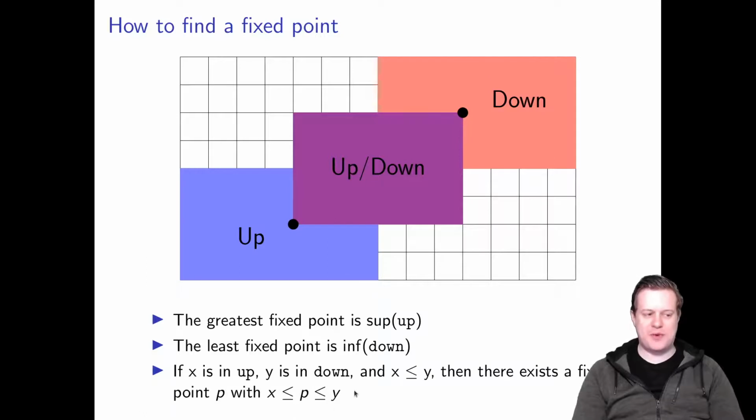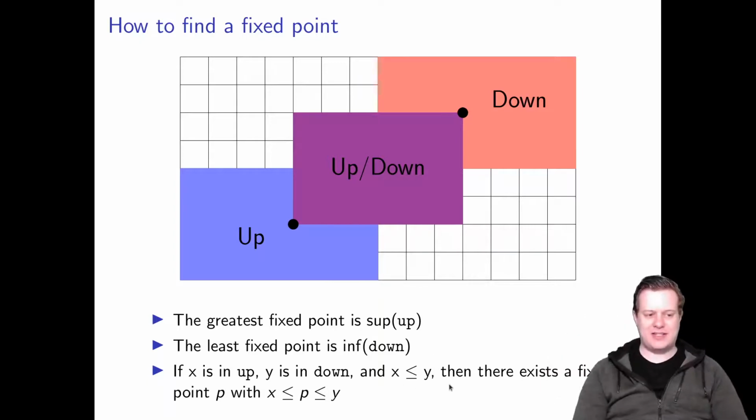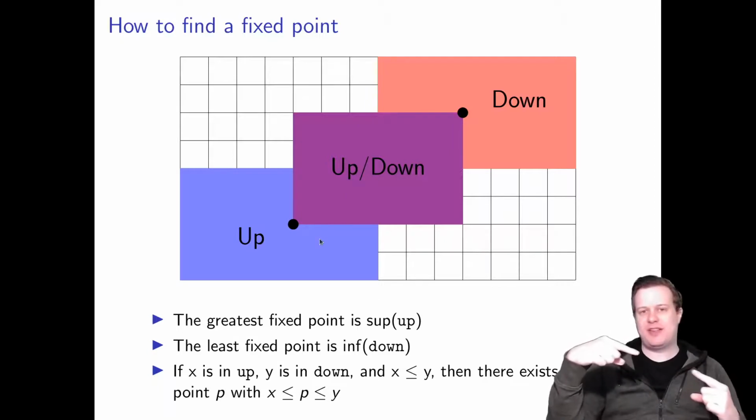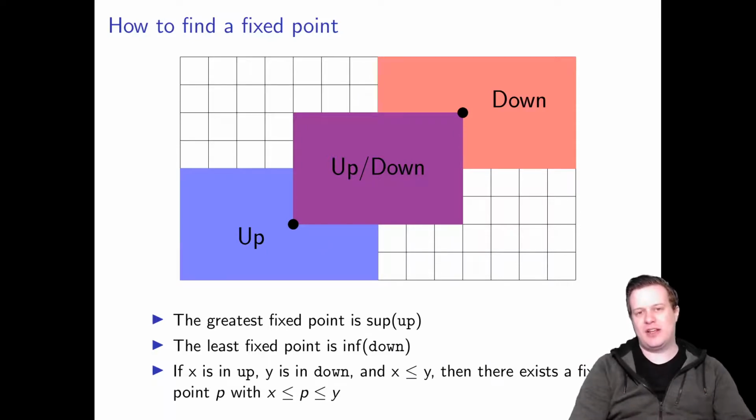And one important property we're going to use in this paper, which I'm not going to prove, but you can prove, is that if I give you a point in the upset, and I give you a point in the downset, so x is a point in the upset, y is a point in the downset, and x is less than y, so x might be here, y might be up here, then we know somewhere in between those 2 points there must exist a fixed point. And all the algorithms we're going to see are really going to use that property to zoom in on fixed points, which we'll see in a little bit.